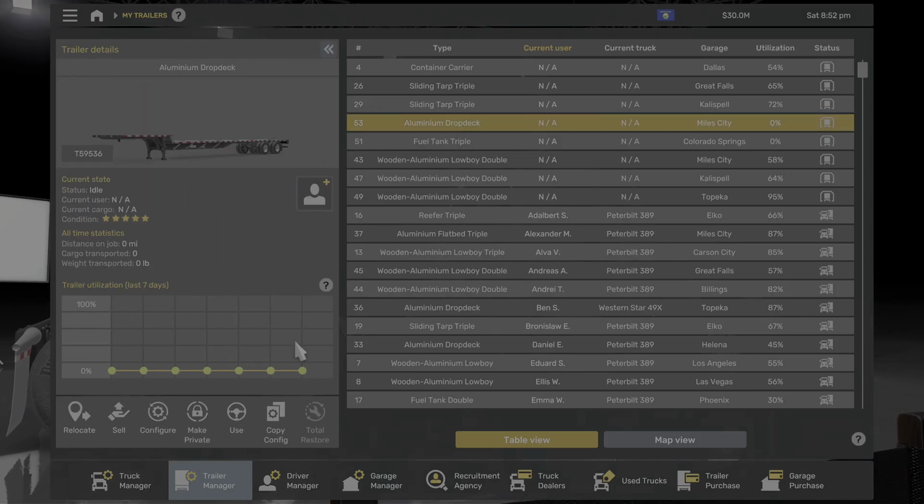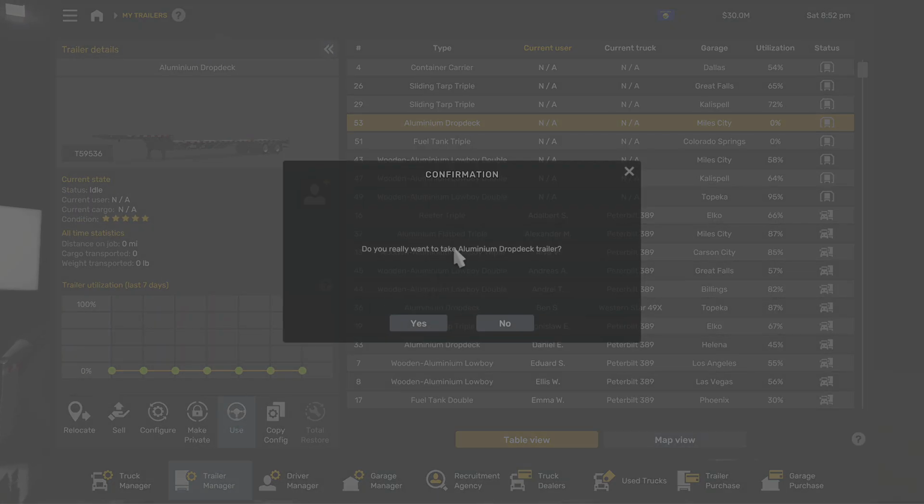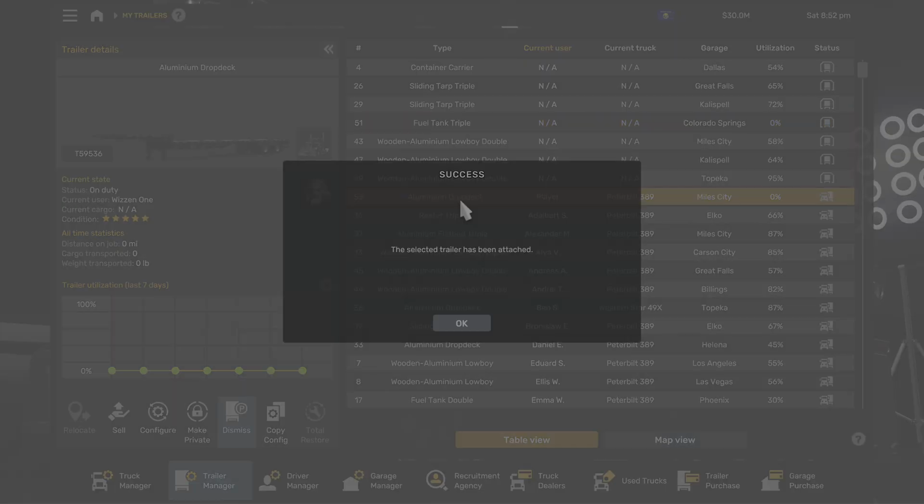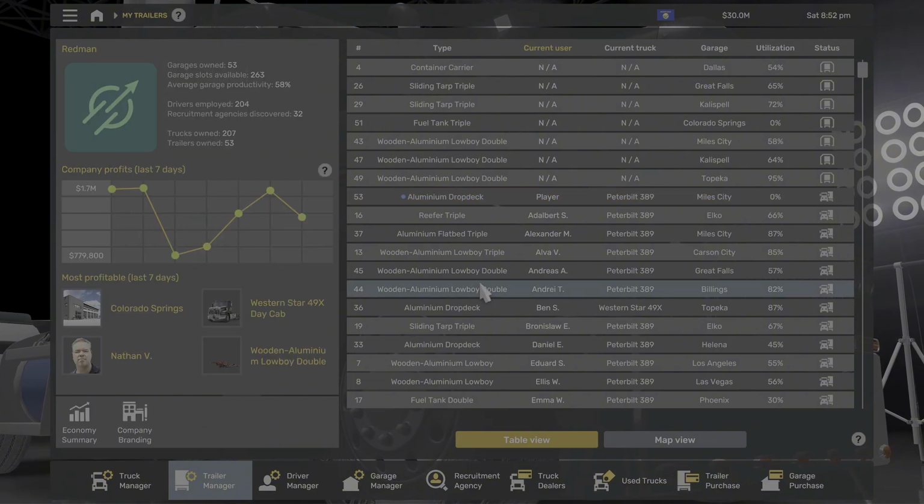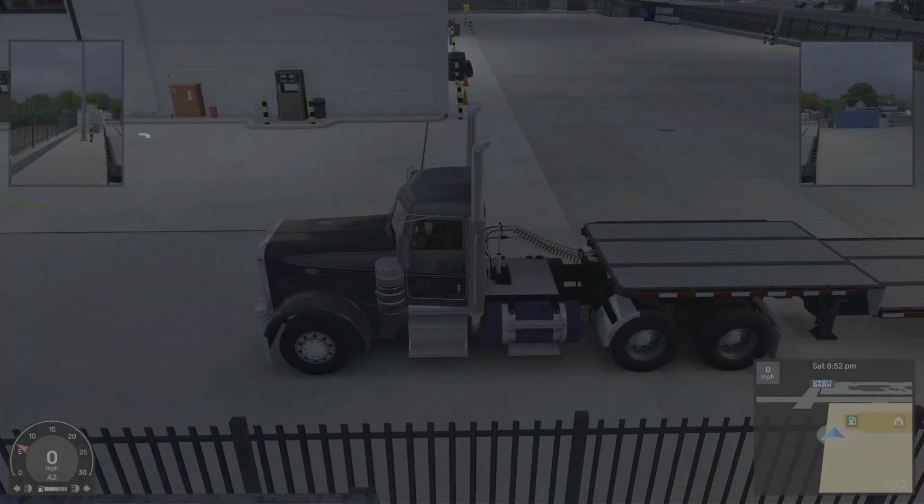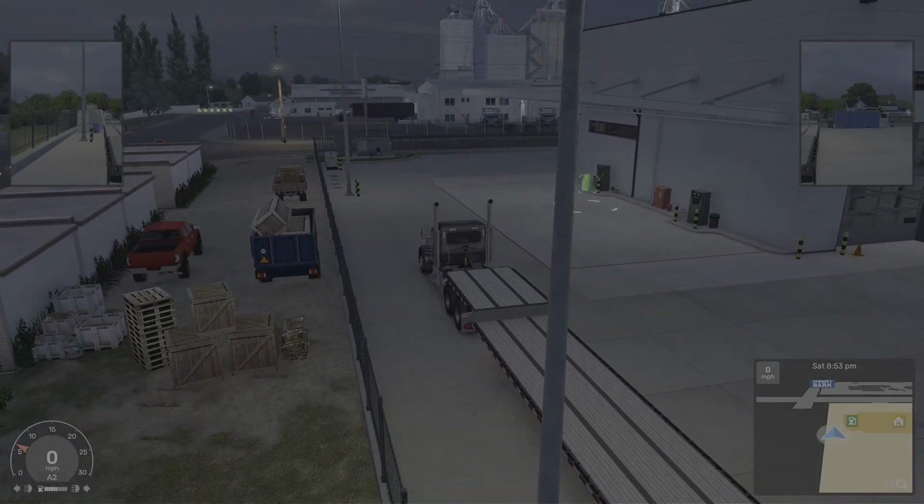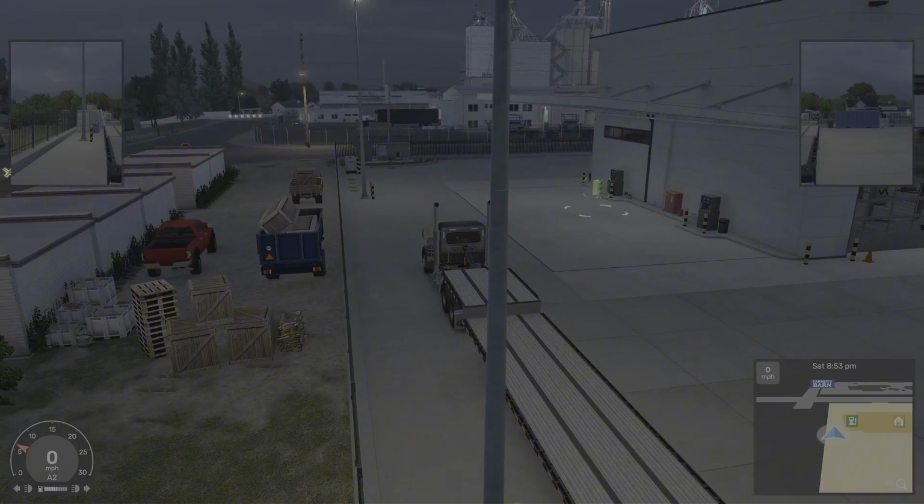Bada bing. Use. All right, now I'm doing this without a container intentionally. All right, so bang, there we are, all nicely attached. Okay. So we're gonna see now.